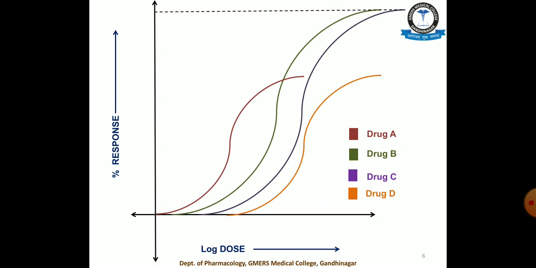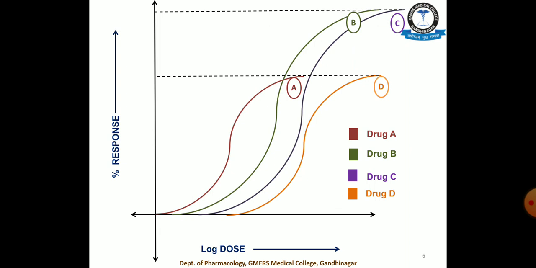So first there is a comparison of the efficacy. What is efficacy? The maximum achievable therapeutic response. So here you can see the maximum achievable therapeutic response of drug B and drug C is similar. So we can say that drugs B and C are equally efficacious. At the same time, the efficacy of drugs A and D are similar, so drugs A and D are equally efficacious. So by comparing the maxima, you can compare the efficacy of the drugs.